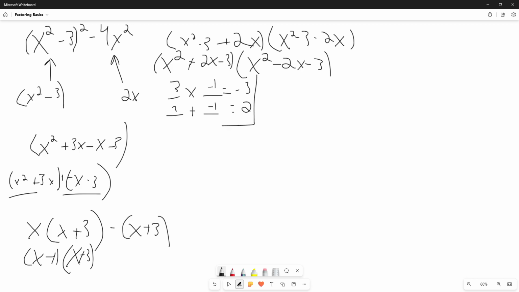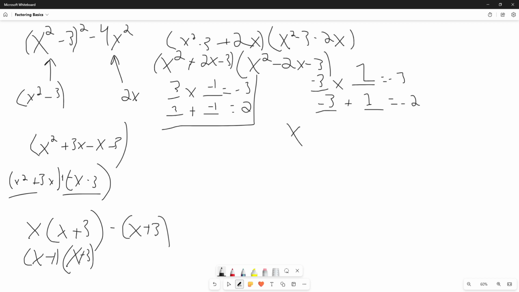We have on the second term x squared minus 2x minus 3. So what multiplies to minus 3, but this time adds to minus 2? So we have minus 3 plus 1. Notice how they're different. This one is 3 times minus 1, and this is minus 3 times plus 1. So minus 3 plus 1 gives you that number.